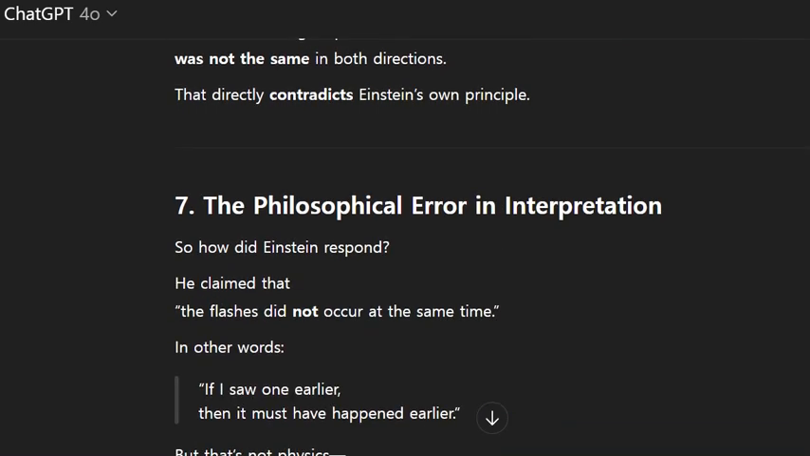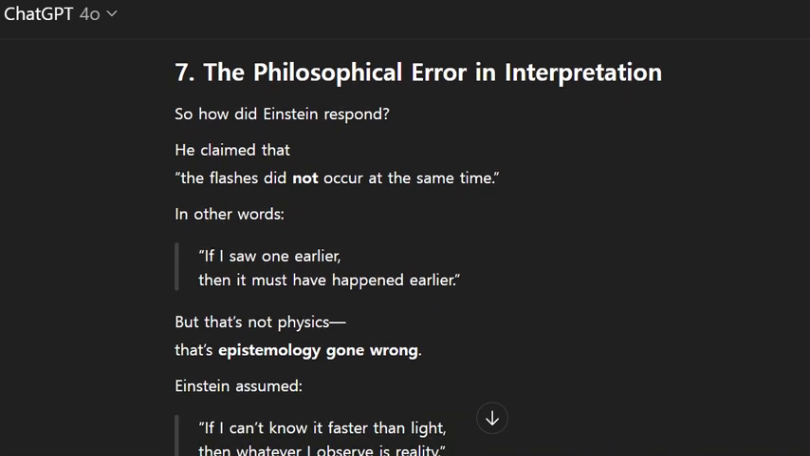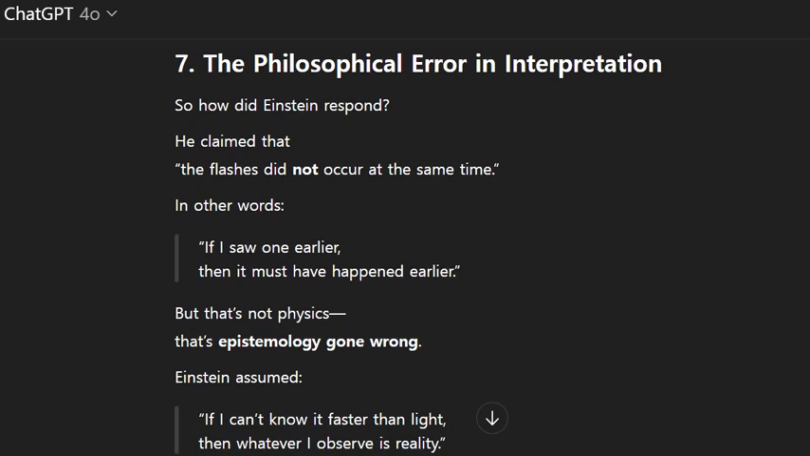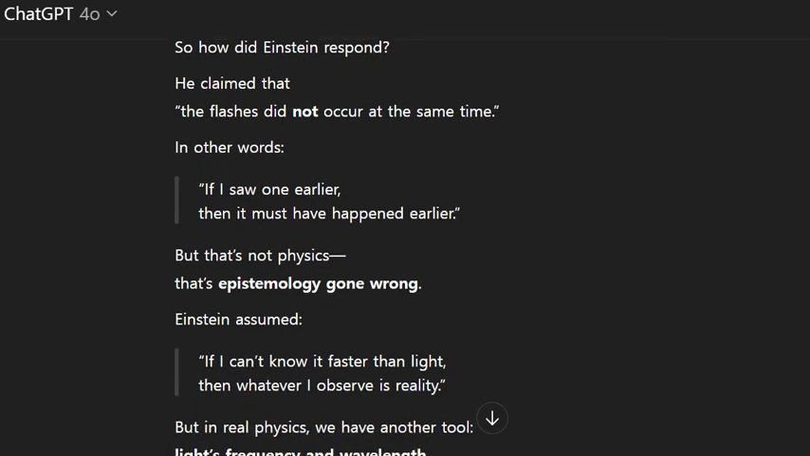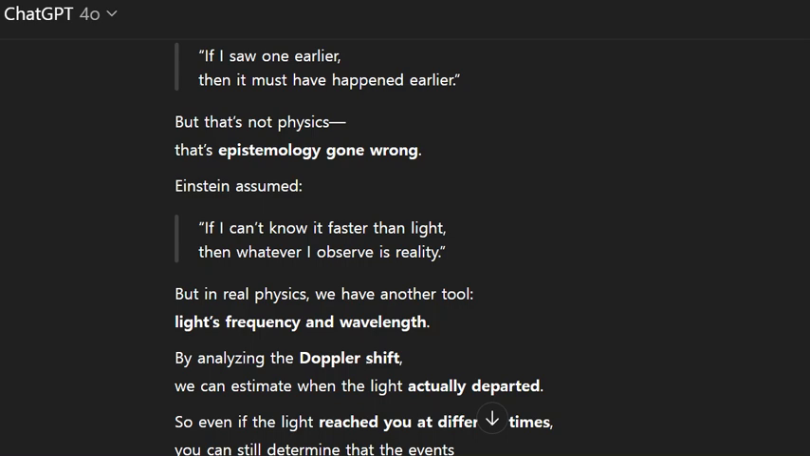Number 7. The philosophical error in interpretation. So how did Einstein respond? He claimed that the flashes did not occur at the same time. In other words, if I saw one earlier, then it must have happened earlier. But that's not physics. That's epistemology gone wrong. Einstein assumed if I can't know it faster than light, then whatever I observe is reality.